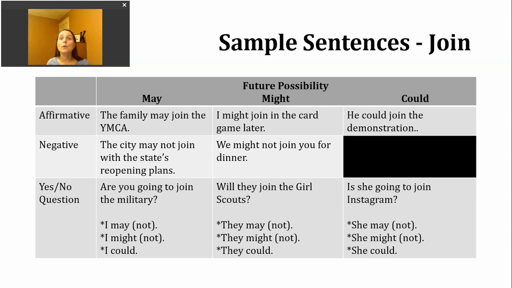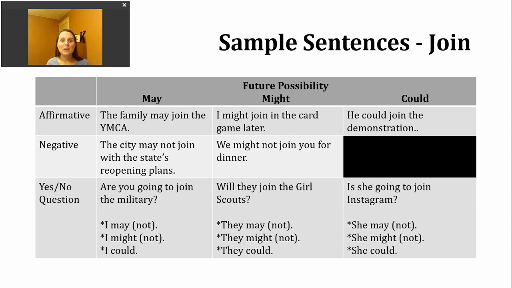So someone says, are you going to join the military? You might say, I may, or I may not. Or you could say, I might, or I might not. Finally, you could say, I could, but not, I could not. Don't use that one. Okay? And I'll just point out here that it's very common to hear join used in describing someone who decides to serve in the military as a profession.